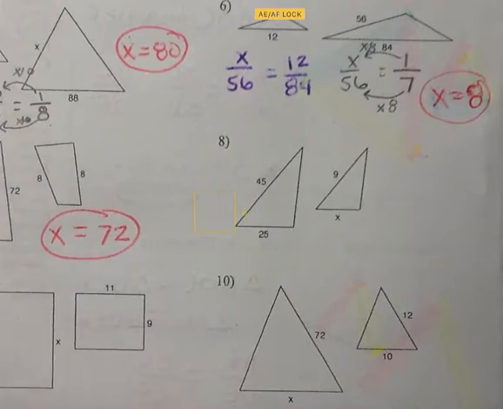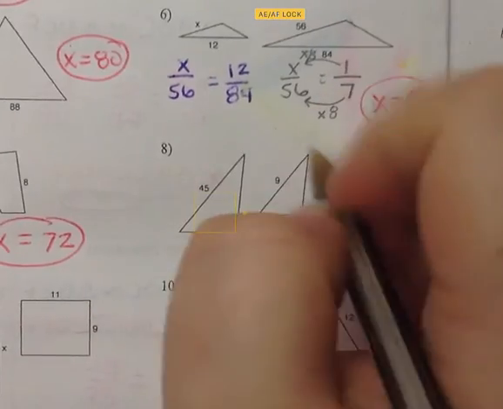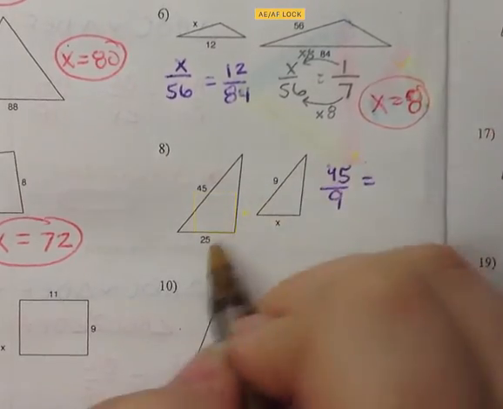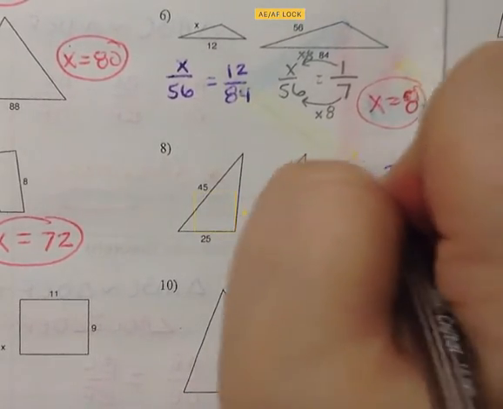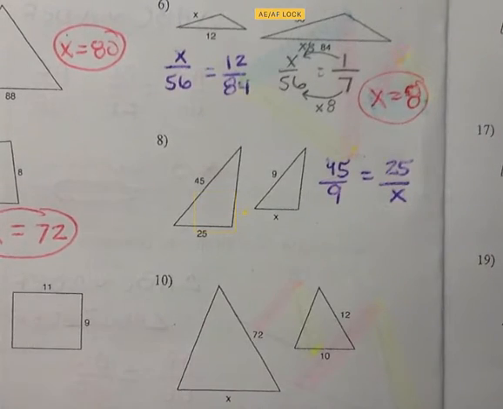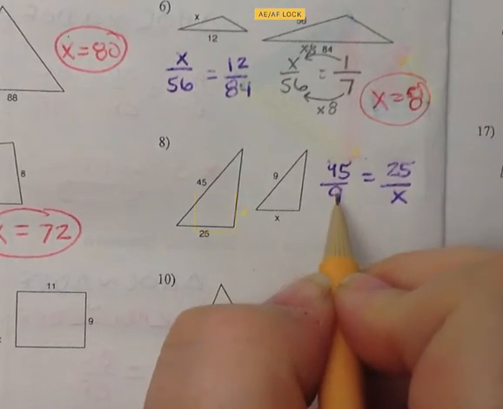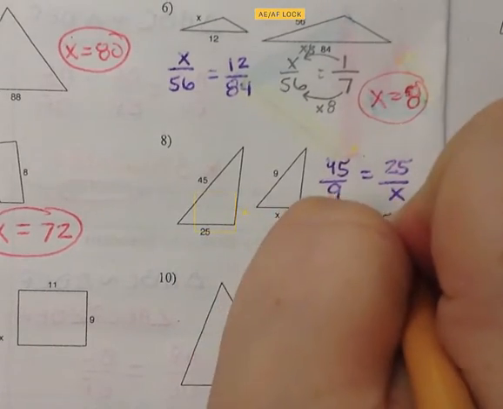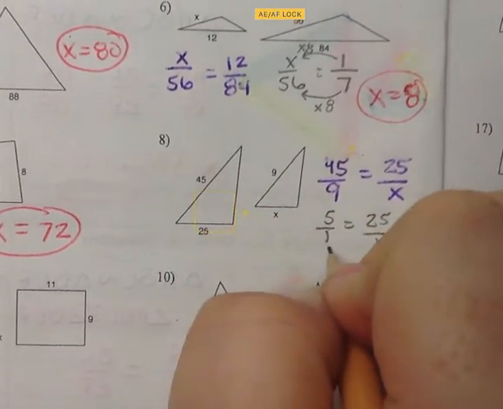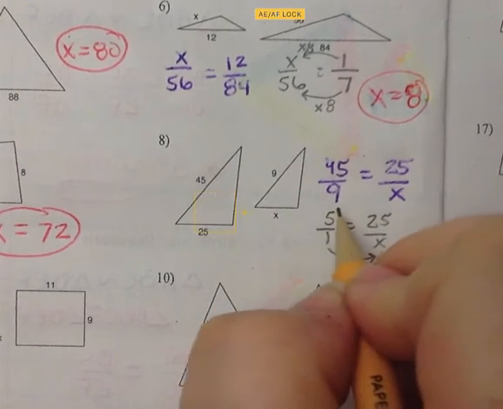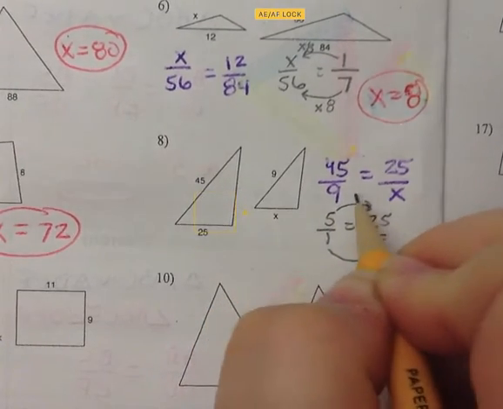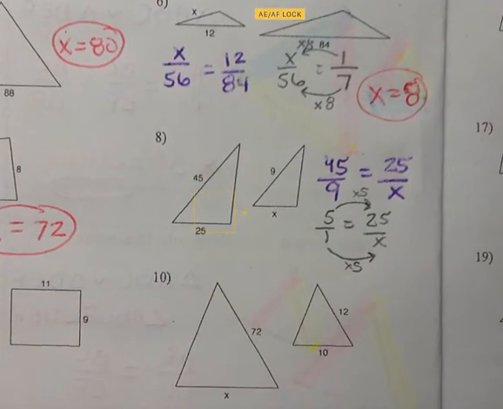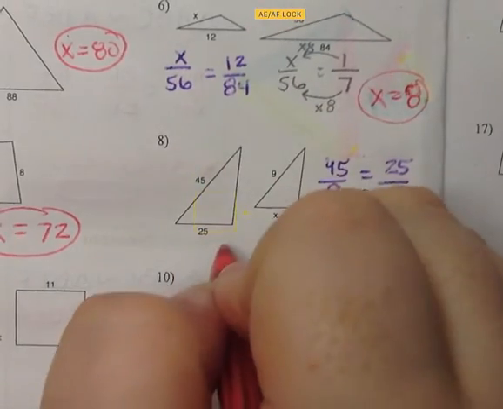On number 8, I have 45 over 9 is equal to 25 over x. So I want to simplify this. 45 over 9 is actually 5 over 1. So 5 over 1 is equal to 25 over x. So scale. How do I scale from 5 to 25? I have to multiply by 5. So x will be 5 times 1. X is equal to 5.